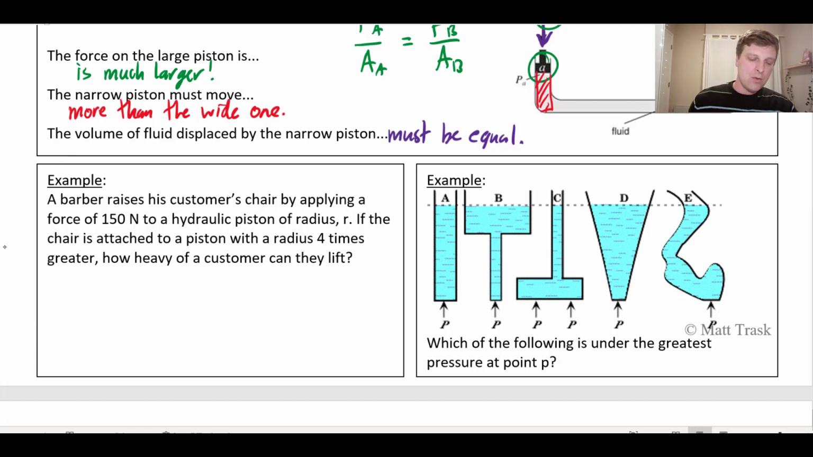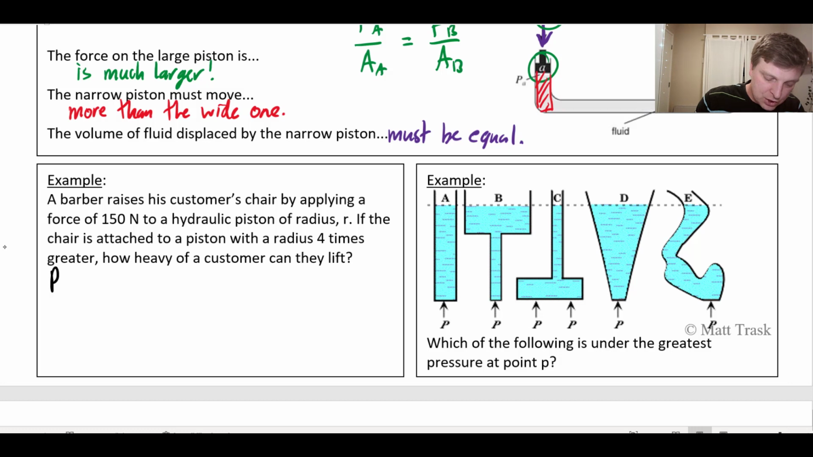So they push down with a force of 150 newtons, and the piston they push down on has a radius of r. And the piston of the chair you're sitting in has a radius that's 4 times larger, so 4r. This also intuitively makes sense because they have to pump several times on the chair, and you're only really raising up small amounts each time. So how heavy of a customer could this person lift?